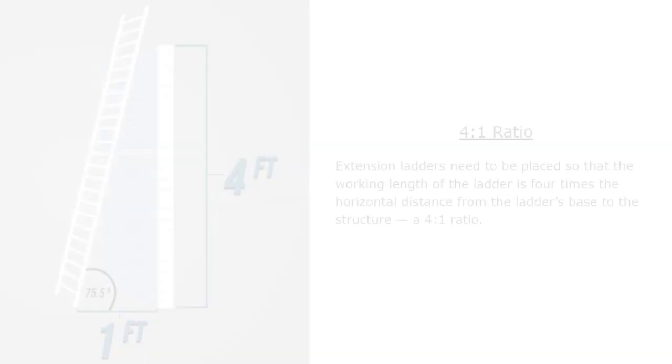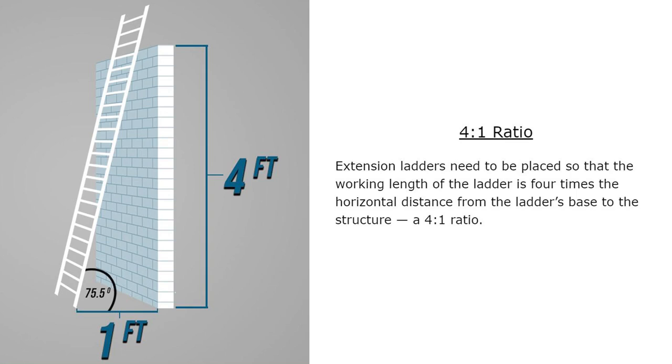4-to-1 ratio. Extension ladders need to be placed so that the working length of the ladder is 4 times the horizontal distance from the ladder's base to the structure. This is a 4-to-1 ratio.